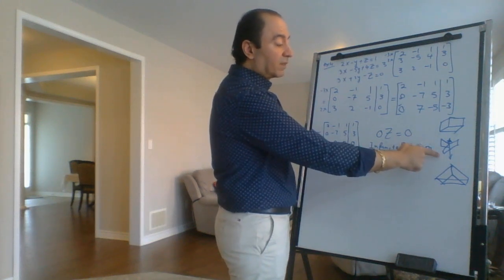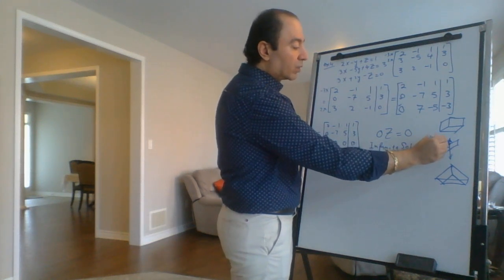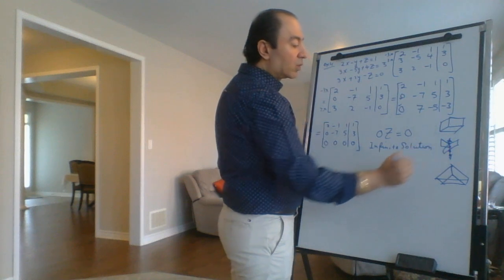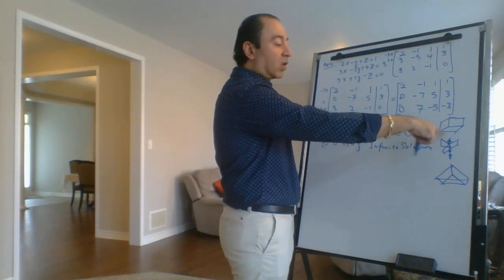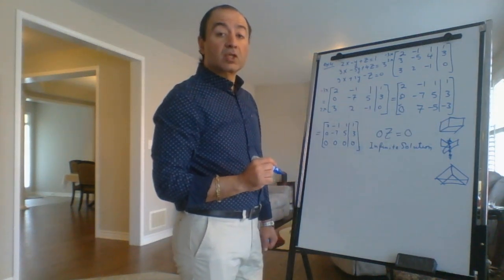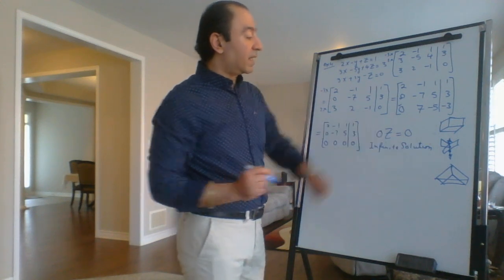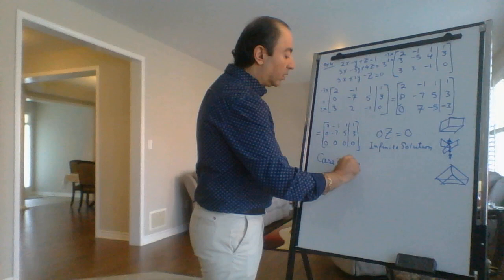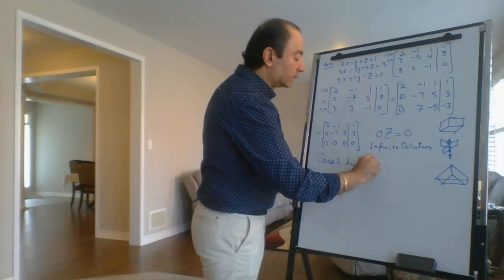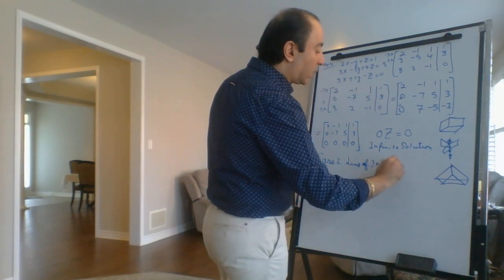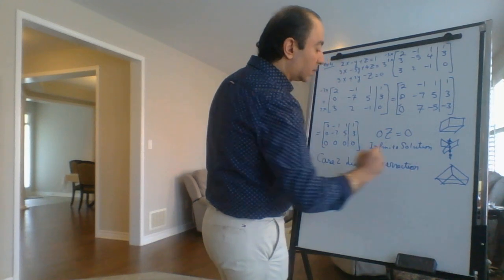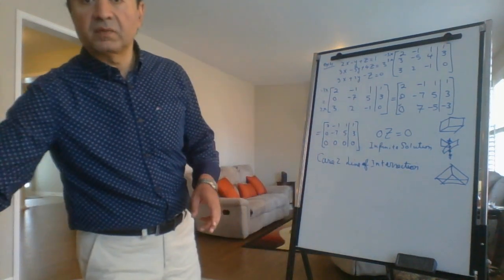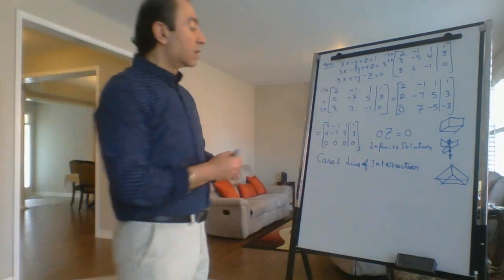This case has infinite solution because all the points on the line are common in the three planes. So it is case 2, line of intersection. Now our target is to find the equation of that line of intersection.